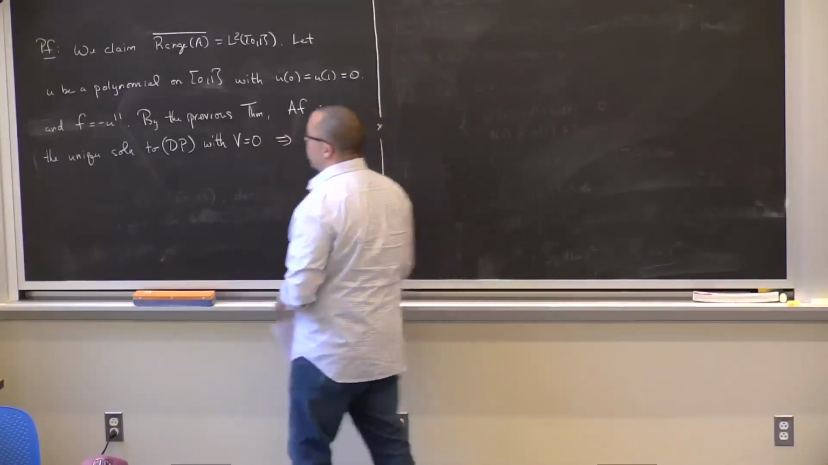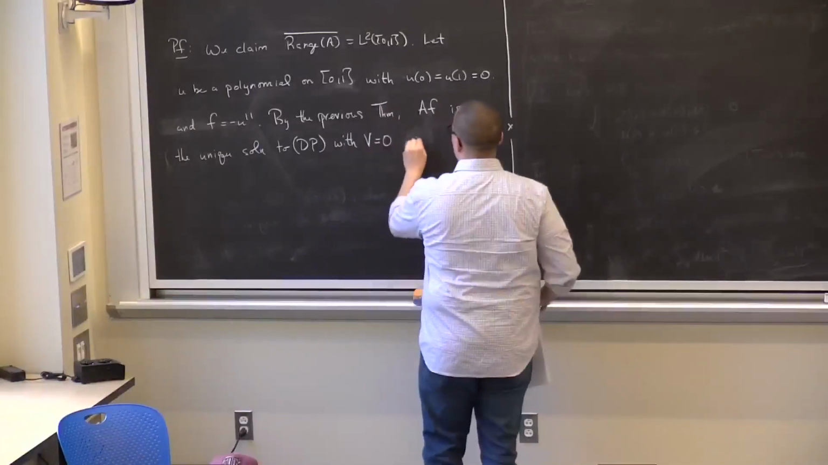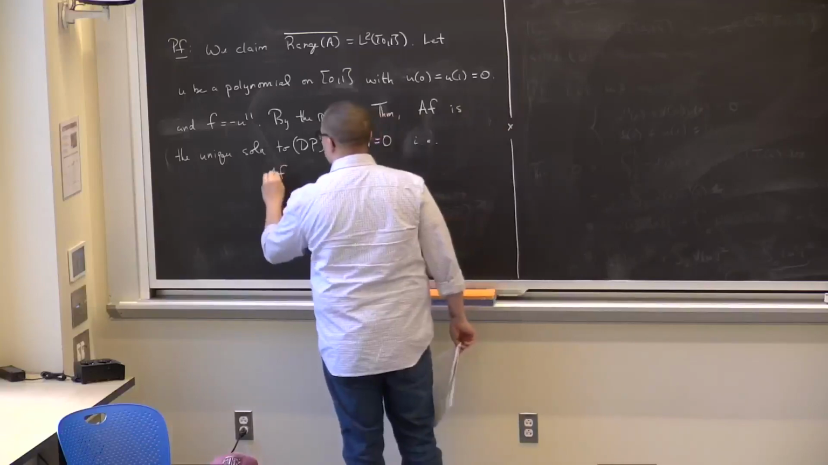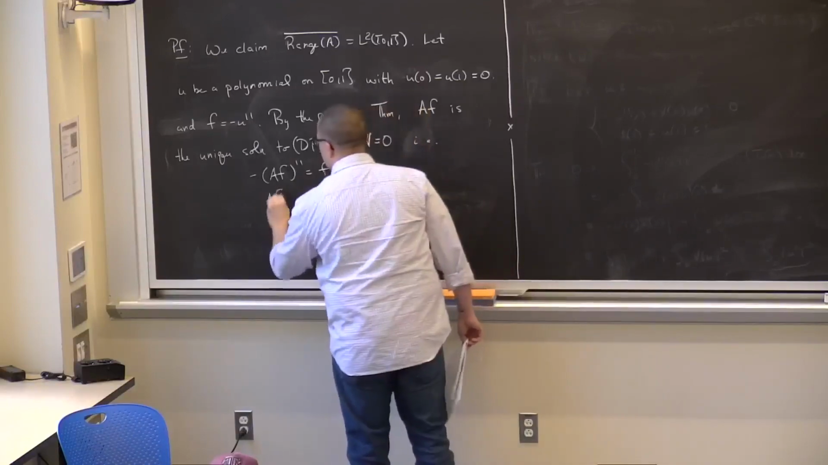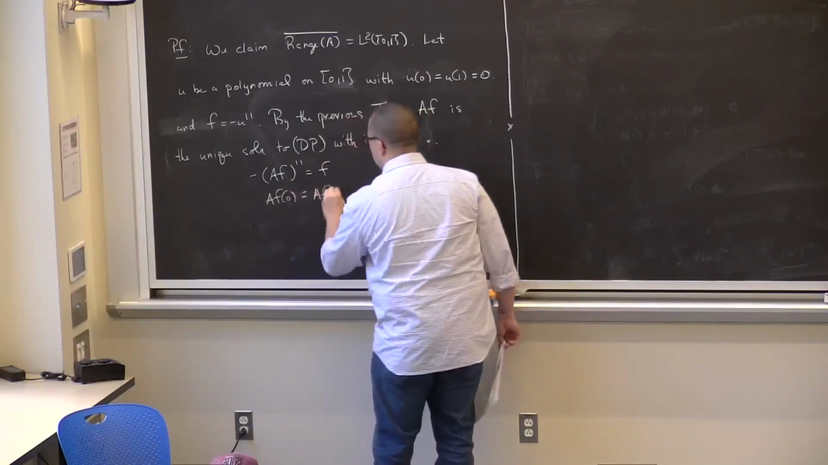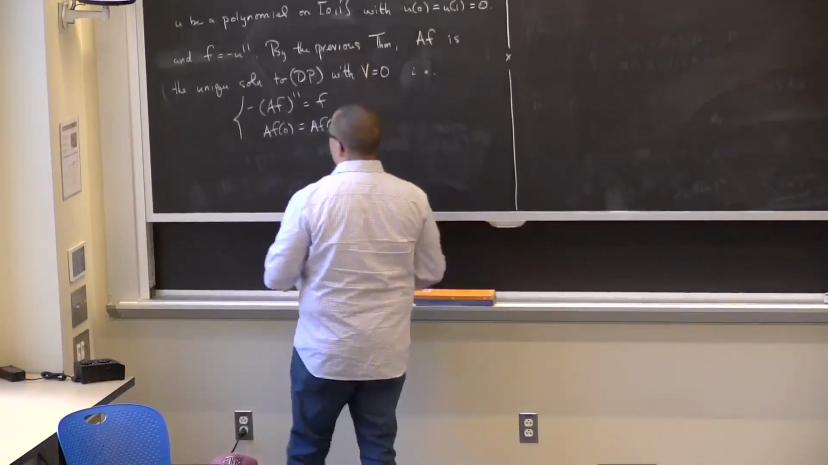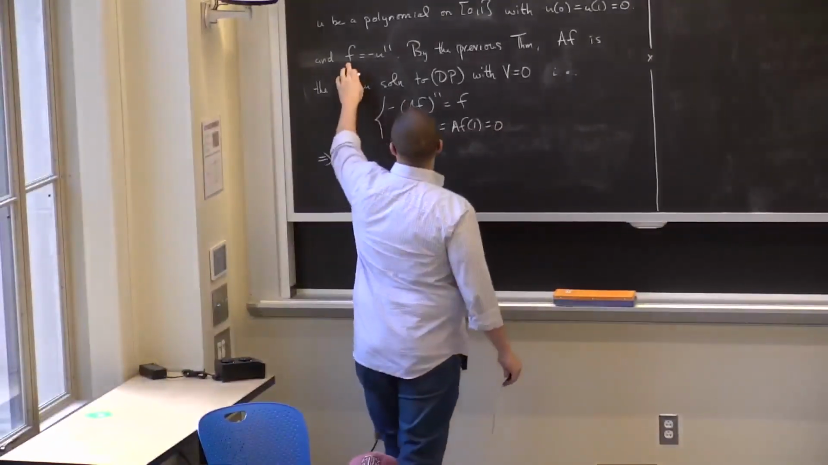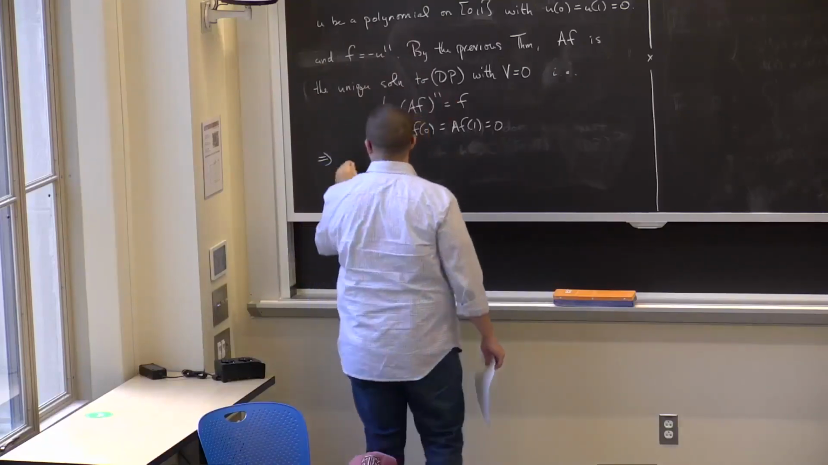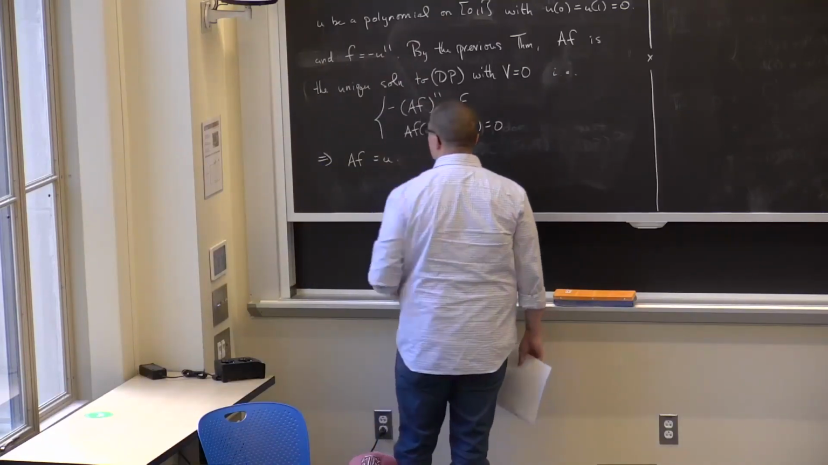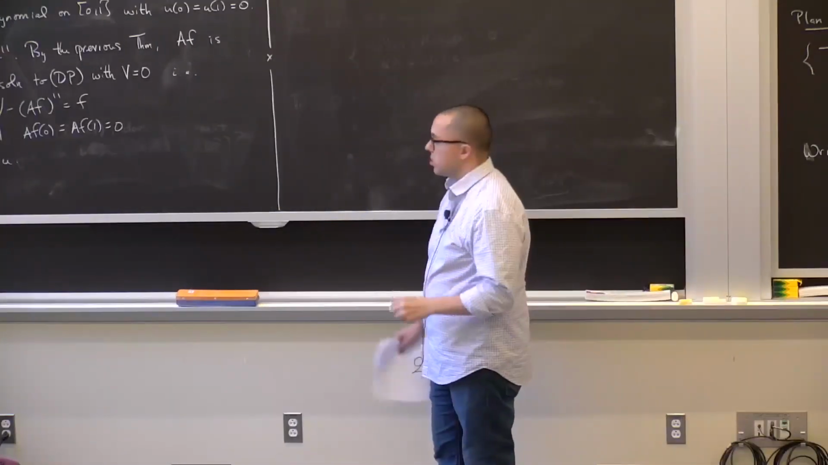But remember u, so f, i.e., write it this way, i.e., f applied to u double prime should give me f, and Af of 0 equals Af of 1 equals 0. But how do we define f? f is minus u double prime. u is a polynomial on 0, 1 that's 0 at the endpoints, and therefore I conclude that Af equals u. Okay? I hope this is clear.